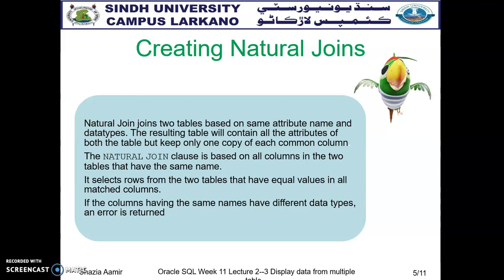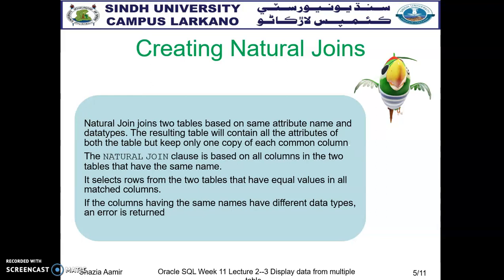The natural join clause is based on all columns in the two tables that have the same name. Repeating, they must have the same name and the same data type, then it will retrieve the data. It selects rows from two tables that have equal values in all matched columns. That means if one table has values 1, 2, 3 and the other table has similar values 1, 2, 3, those will be retrieved from both tables using natural join.